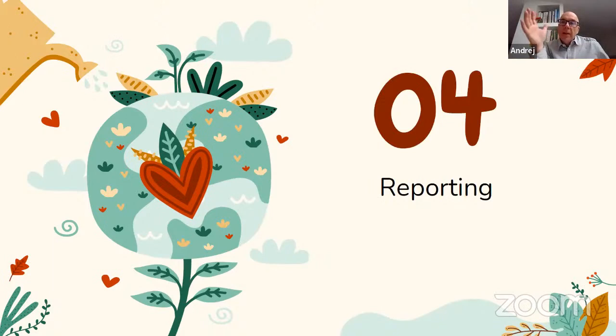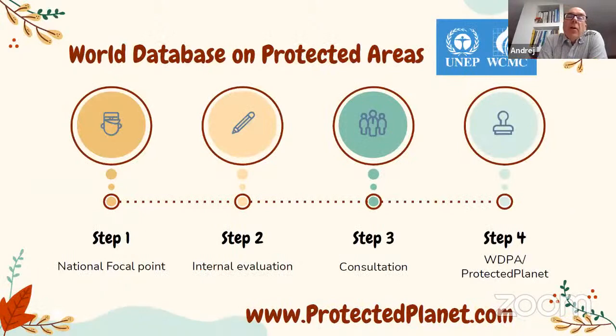I'm looking at my time. Yes, I think it's time. So just briefly about the reporting. Next slide, please. It's also an obligation of a country to report about the categories, extent, location and the governance system of their protected areas to a world database on protected areas, which is managed by the World Conservation Monitoring Center in Cambridge, which is a UNEP organization.